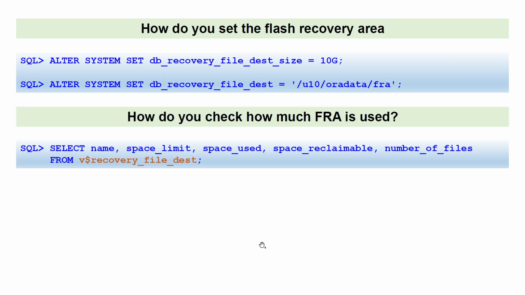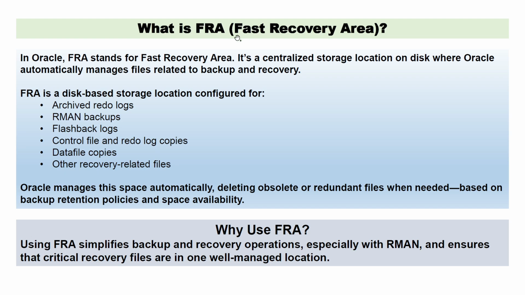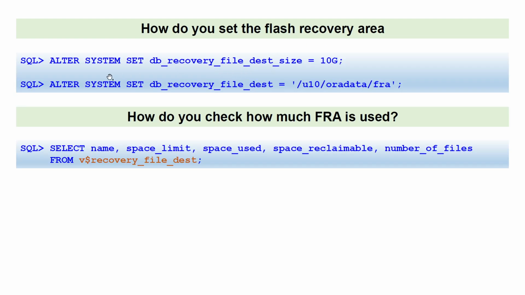How do you set the flash recovery area or fast recovery area? Again, I'm using here flash recovery area. Flash recovery area is the older name. Fast recovery area is a newer name. You can use either term, however it is better to use the fast recovery area. Now, how to set the fast recovery area? You can use alter system set db_recovery_file_dest_size equal to 10G. So you first have to set the size and then you need to set the recovery file destination. You don't have to bounce the database. These parameters you can set online.